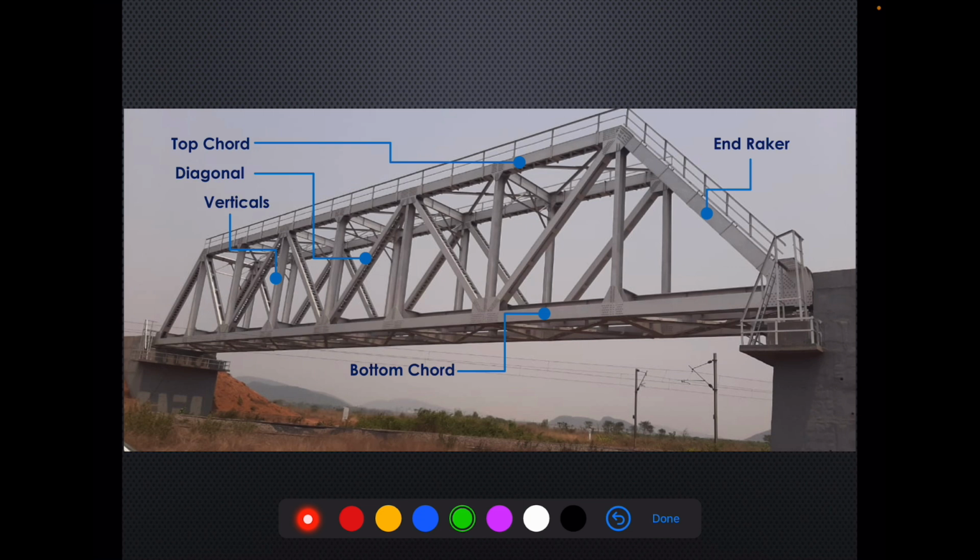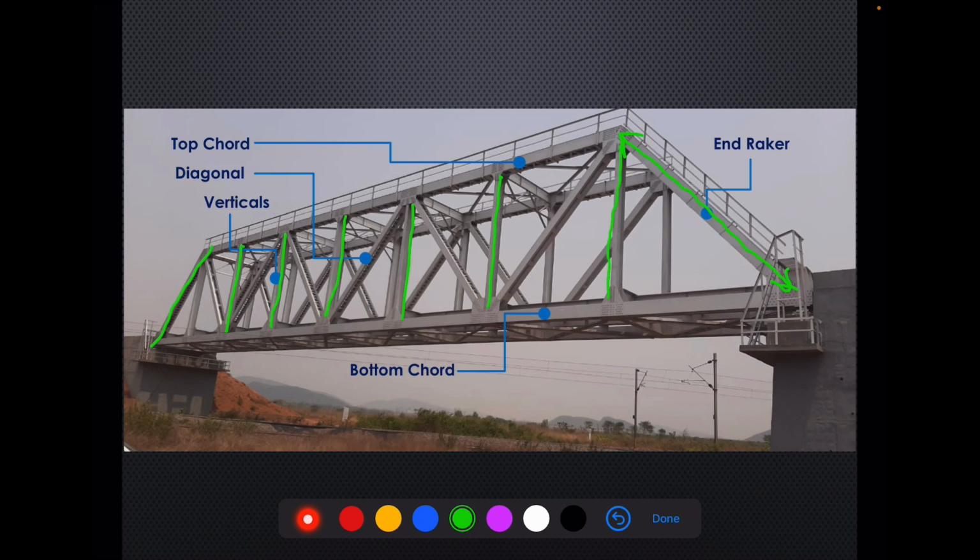Then the member which connects the top chord and bottom chord at the end is called the end raker. These are end rakers. And the vertical members which connect the top chord and bottom chord like this, these are all called verticals.